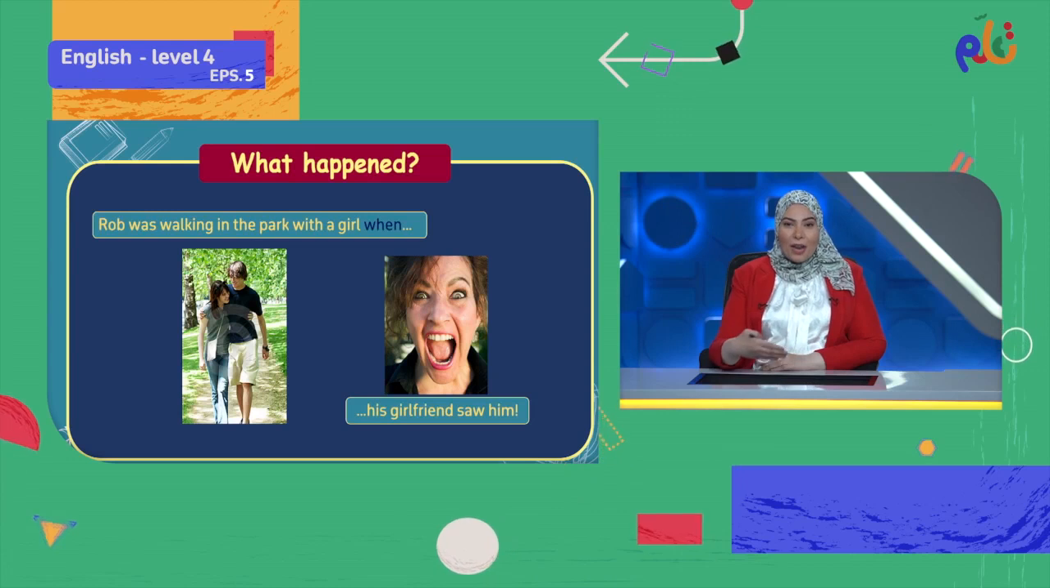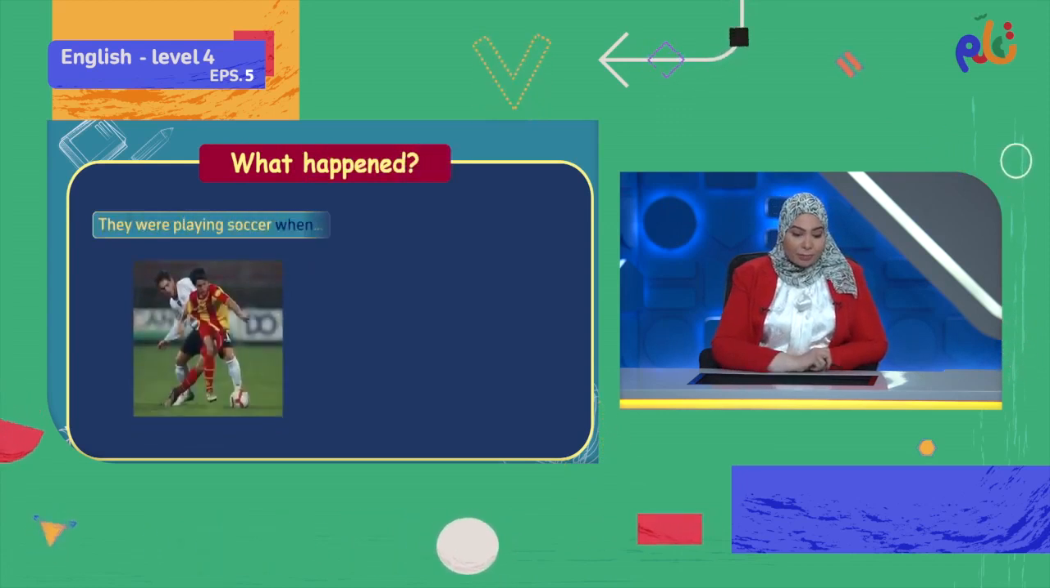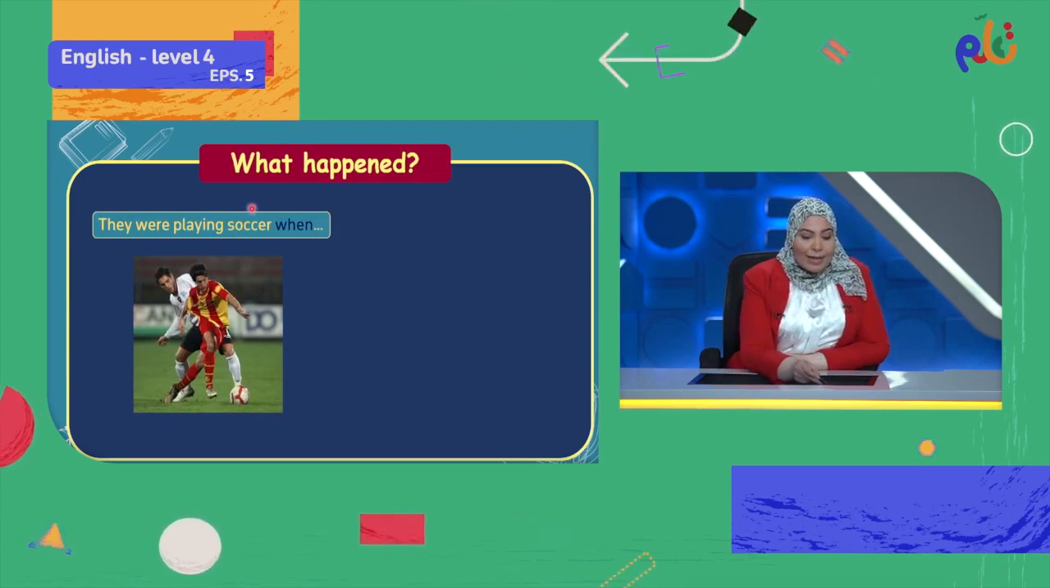So we're talking about another type of accident here. And we have one more. They were playing soccer.